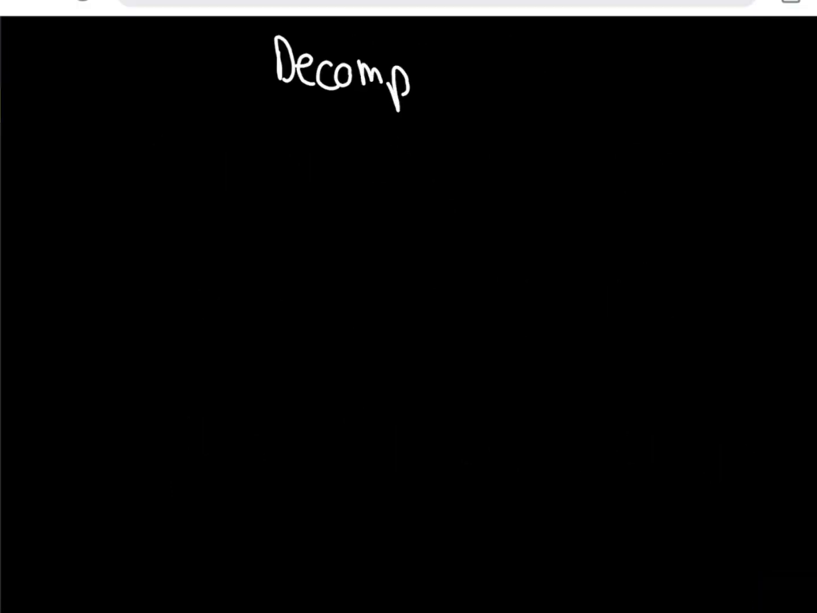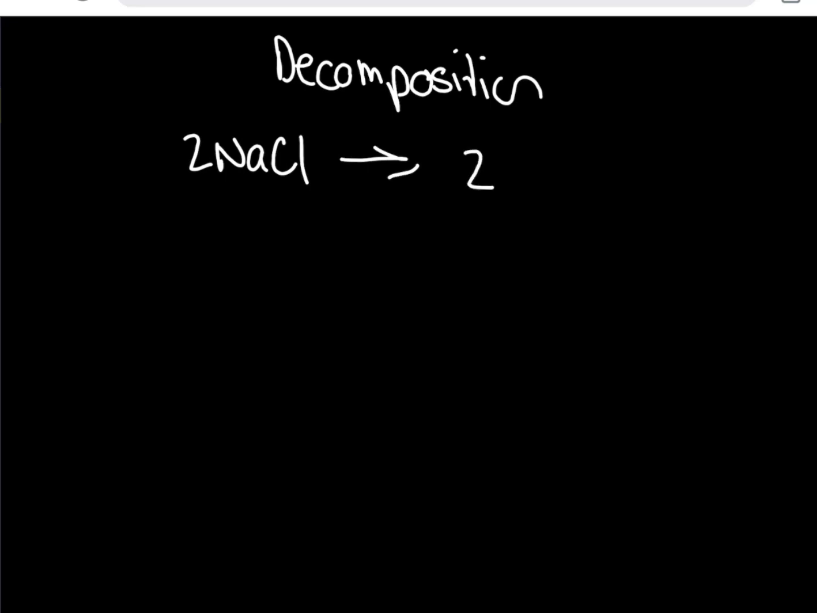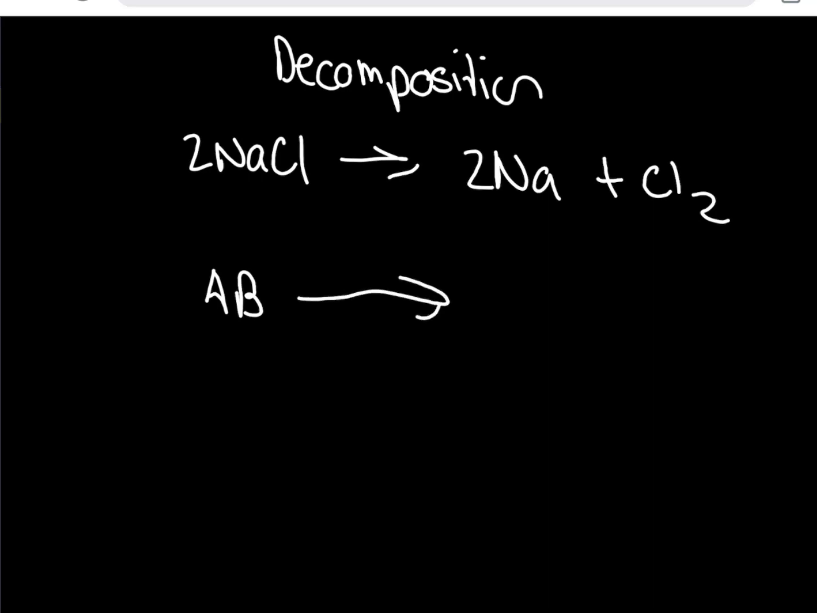Next one, we're gonna have decomposition. Okay, decomposition. Basically, the opposite of synthesis. So let me just give you the opposite of this: 2NaCl. When this thing decomposes, well, this is going to give us 2Na plus Cl2. So when you have this bigger unit, let's call it AB, this is going to be broken down to its components, aka A plus B. Just the opposite of synthesis reactions.